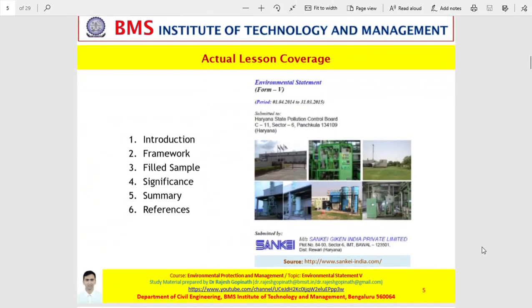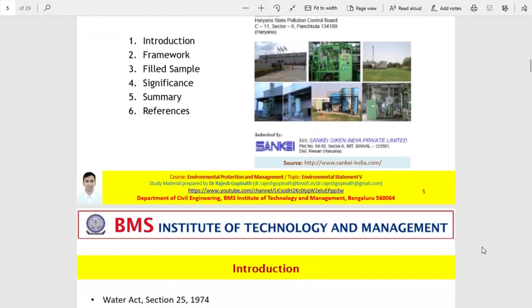Slide 5. Today's class, we shall be discussing this topic in the following manner. First, we shall have a brief introduction. Then we shall have a glimpse of the framework of this Form 5. Further, we shall also visualize a filled framework. Then we shall try to understand its importance before moving on to the summary. And finally, the references have been listed for your kind perusal. Slide 6.